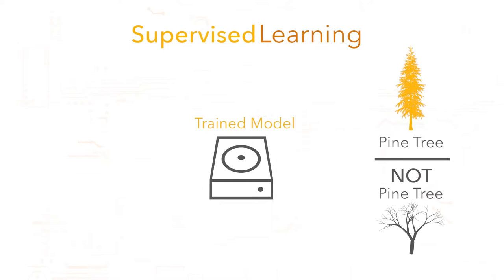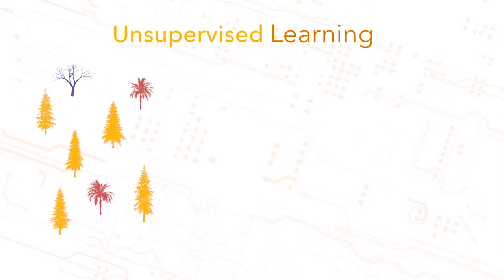With unsupervised learning, we only have input data and no corresponding output or ground truth. We are not telling the model what to learn, but want it to find patterns and draw its own conclusion.